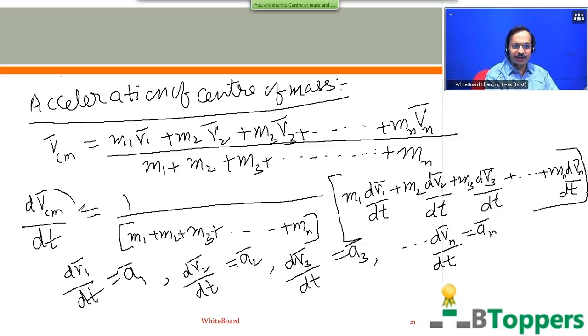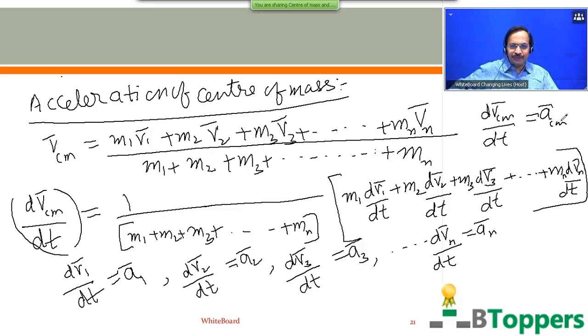So dVcm bar by dt can be written as equal to aCM bar. Here a bar subscript CM represents the linear acceleration vector of the center of mass of the n particles.